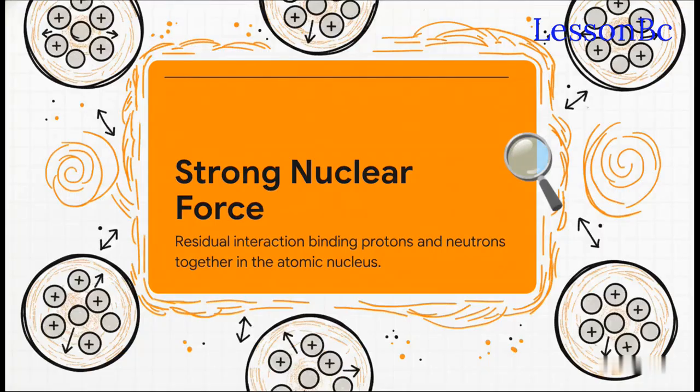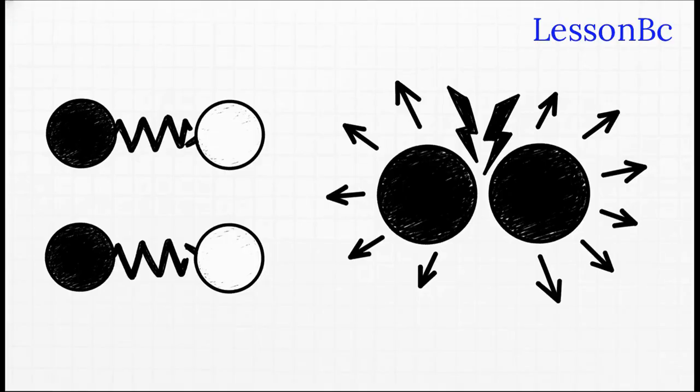Moving on to part two, the strong nuclear force. This brings us to the hero of our story, the strong nuclear force. This is the ultimate glue. It's that residual strong interaction that binds protons and neutrons together. It completely, and I mean completely, overpowers the electric force that's desperately trying to push all those positive protons away from one another.